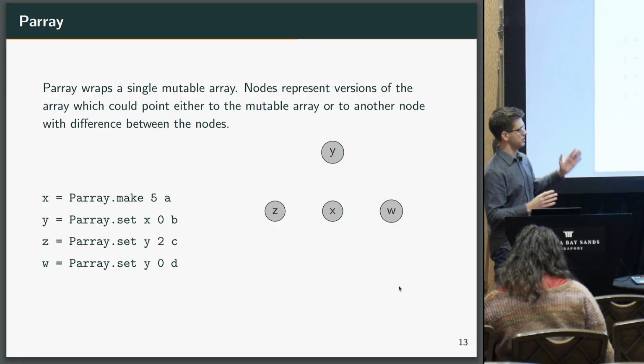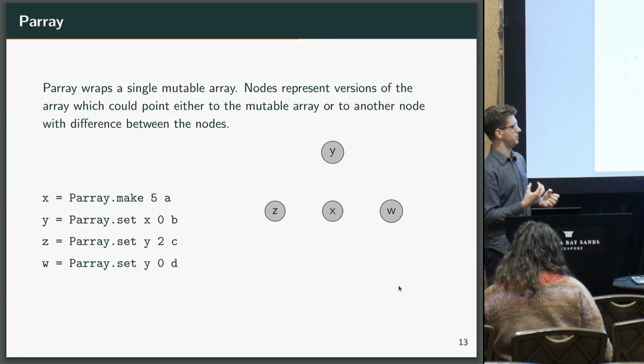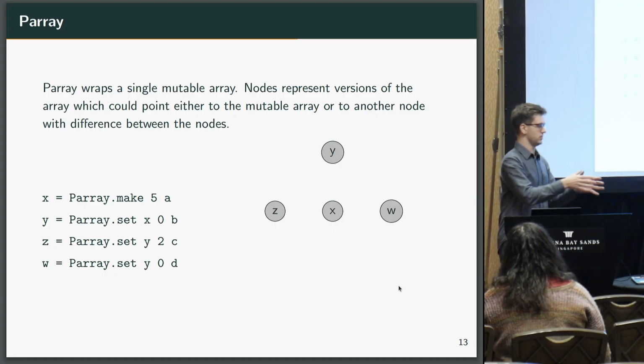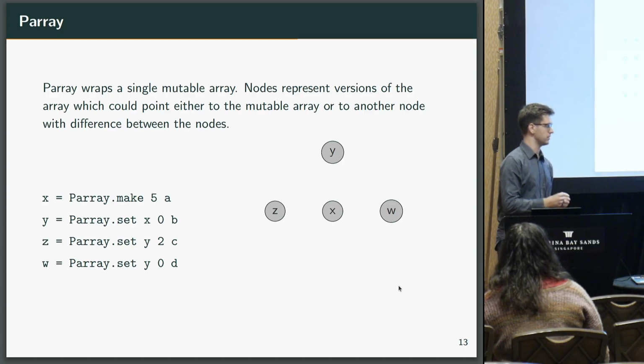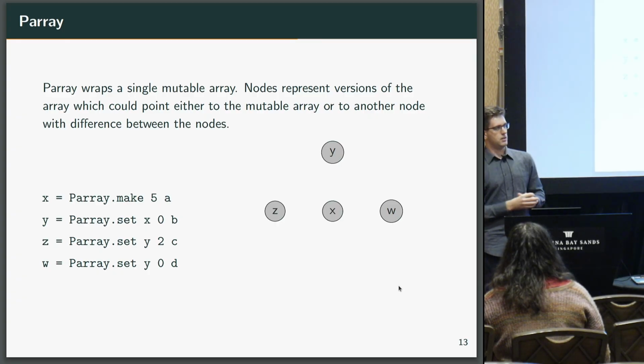A p-array basically wraps a single mutable array, and it can have multiple nodes which represent different versions of that array. Each node could either point to that single version of a mutable array, or it could point to a different node together with the information of the difference between the two nodes.